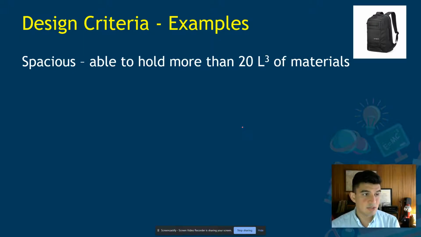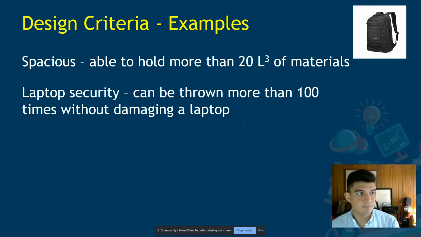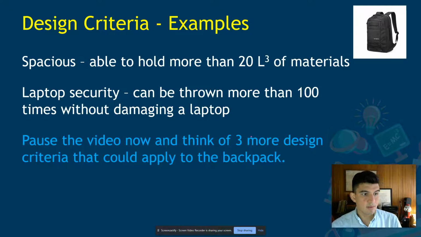You define spaciousness by saying that the backpack is able to hold more than 20 cubic liters of material. You also would define design criteria as laptop security, and maybe your criteria would be can be thrown more than 100 times without damaging a laptop. Now that's a pretty ambitious goal, but it's certainly one that you could set for your backpack. Pause the video now and think of 3 more numeric, units-attached design criteria that could apply to the backpack.